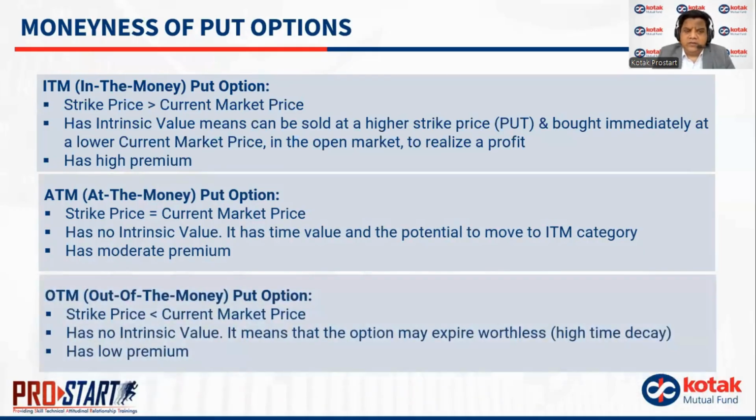OTM options for the put category, again the same. The strike price is currently lower than the current market price. So there is no point in selling at a lower price and buying at a higher price in the market. That's a loss. So it has no intrinsic value. It may move into the ITM category, but the chances are less. It may expire worthless, and there could be high time decay here. So it has a low premium.